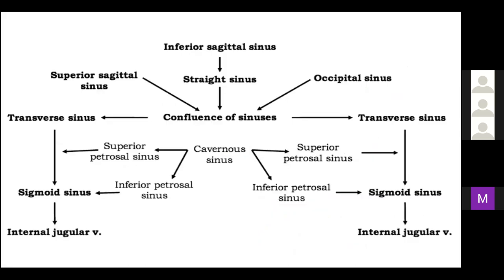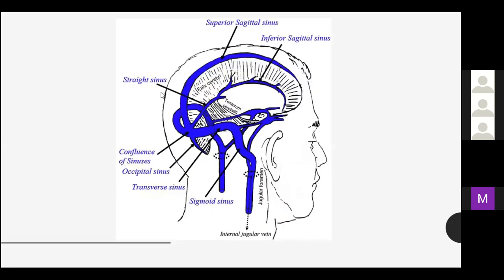Similarly, any obstruction in the venous drainage can lead to raised ICP. Okay, so this is the diagrammatic representation of the venous system. Again, the superior sagittal sinus and inferior sagittal sinus are connected through the falx cerebri, and then the occipital sinus. So three sinuses, inferior, superior, and occipital, meet up at the confluence of the sinuses.